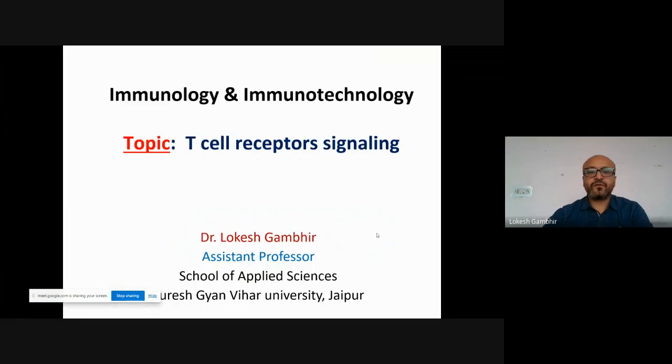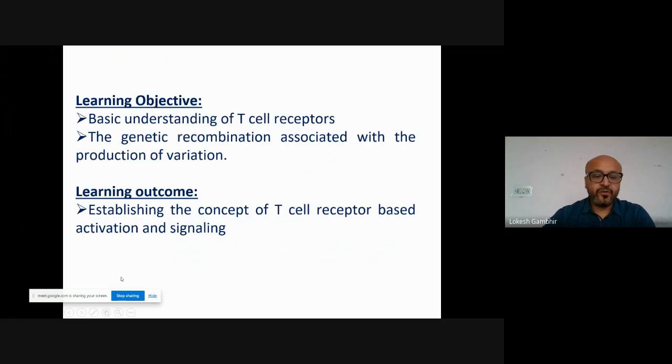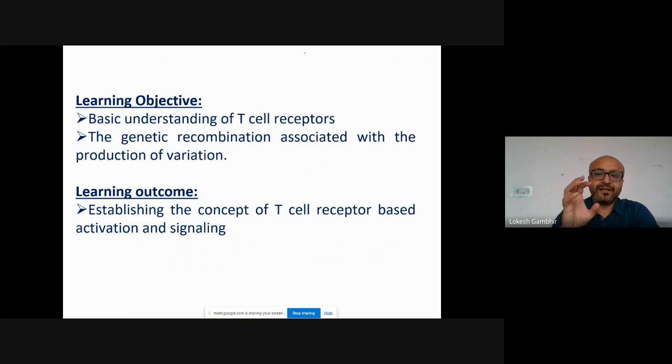Welcome to the next session of the series on immunology and immunotechnology. Today we'll be talking about T cell receptor signaling, from where we left in the past. We had a very good discussion regarding T cell immune responses: how a T cell mounts an immune response, how it gets activated, and what the effector functions of that T cell are after activation.